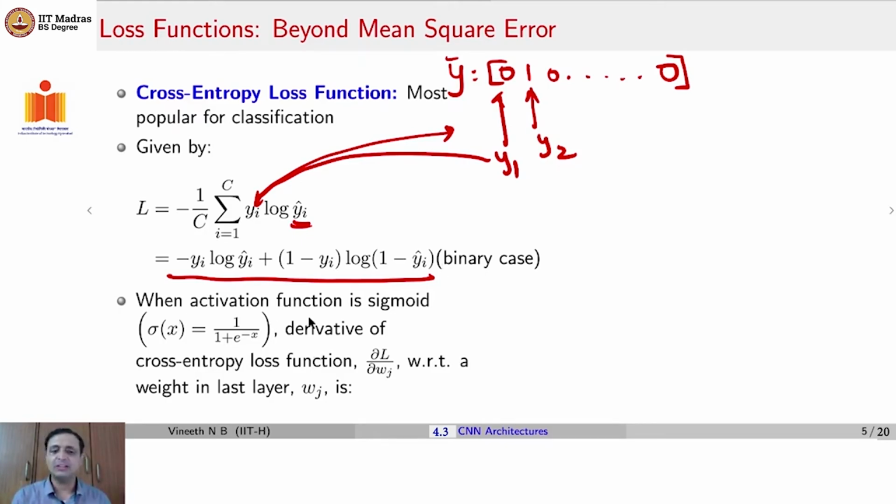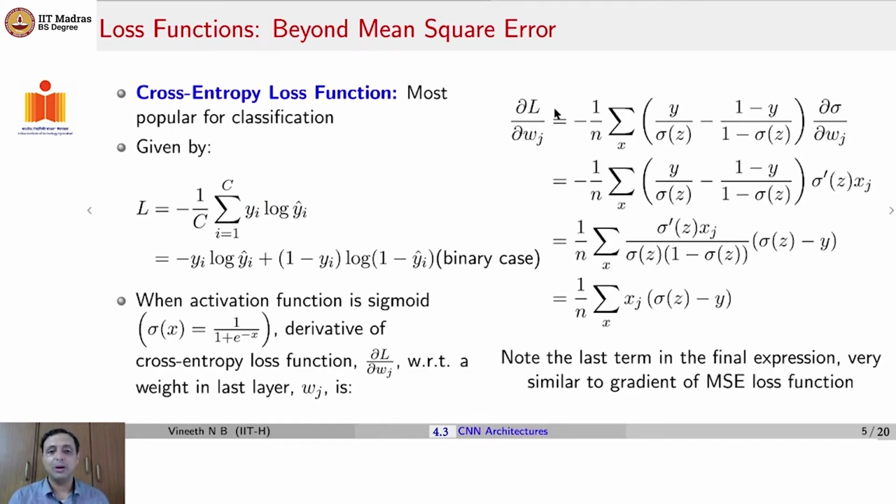So if we consider the activation function to be sigmoid, assuming a binary classification problem, the derivative of the cross entropy loss function with respect to a weight in the last layer wj is given by, let's work it out, dou L by dou wj will be minus 1 by n, y by sigma of z. How did we get sigma of z? Sigma of z is the same as y hat. That's the prediction of the neural network. Z was the pre-activation value. We applied a sigmoid on that and got y hat. So that's why we're replacing y hat by sigma of z.